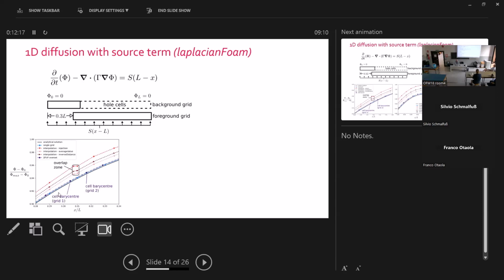And our solution looks like this. In purple, we have the DFVF solution, and in blue is a single grid solution. And you see that they correspond pretty much exactly to the analytical solution, whereas all of the overset schemes suffer some degree of error, and also they're not continuous in the overlap zone, whereas this scheme is completely smooth.